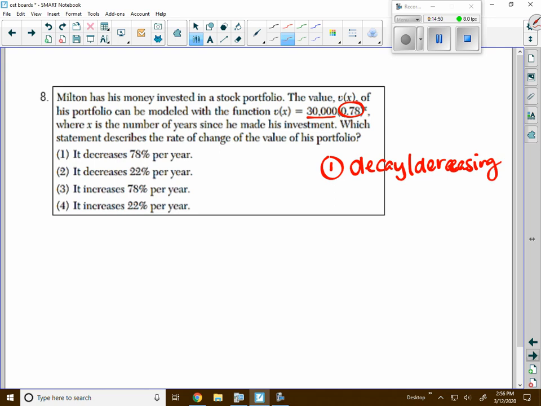And we can figure out what it's decreasing by when we look at its distance from 1. So if we do 1 minus 0.78, we would end up with 0.22. So what's happening here is that we are losing 22% of the investment, or Milton is losing 22% of his investment every single year. So our answer would be number 2. Don't be deceived by these because number 1 looks pretty good. We know it's decreasing and we see that 0.78, but you have to think about percent change being your distance from 1.